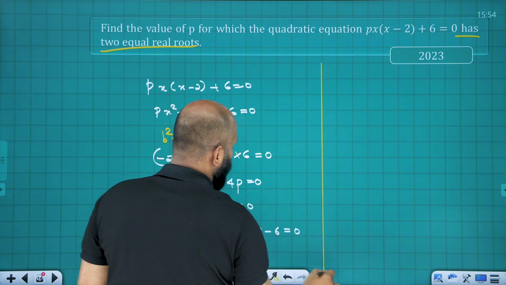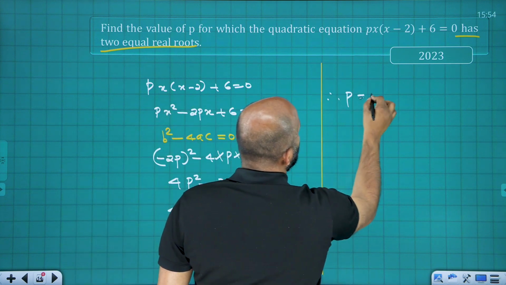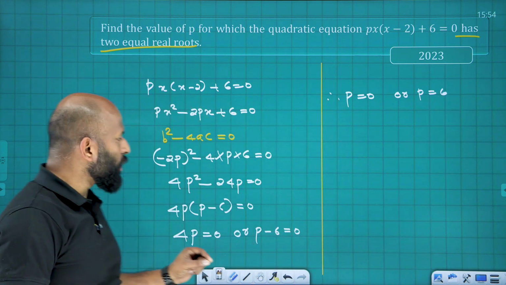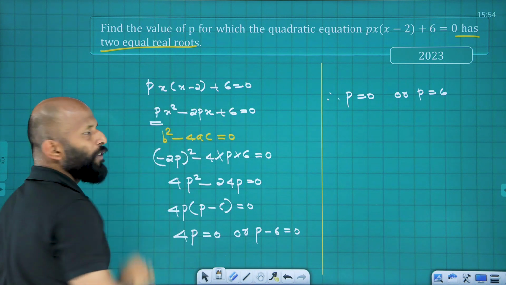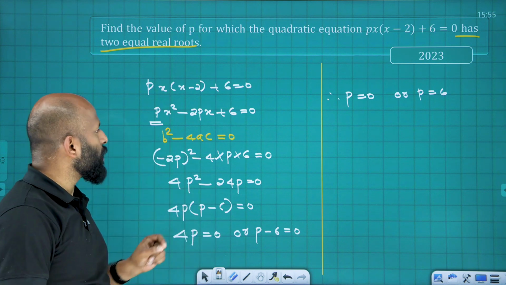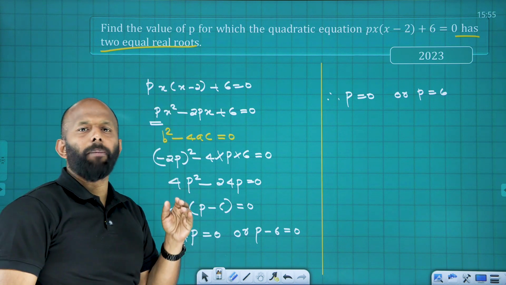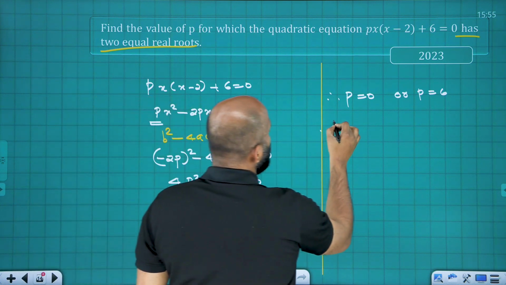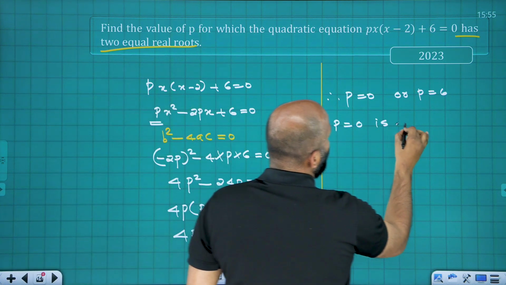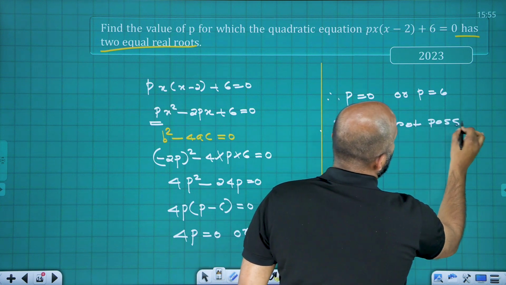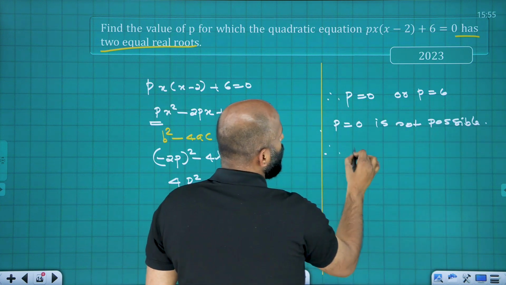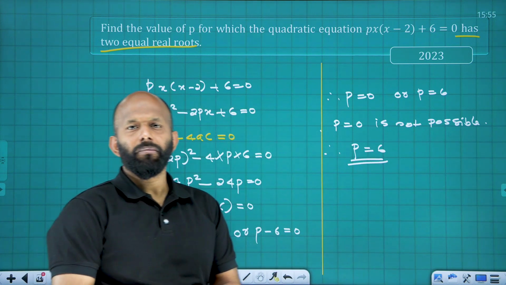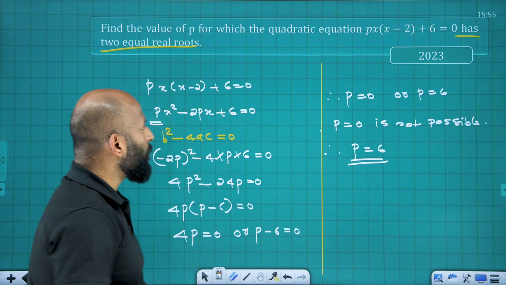Now, if 4p is equal to 0, therefore either p is equal to 0 or p is equal to positive 6. p is equal to 0 is not possible. Why? Because p is the coefficient of x square. In the quadratic equation chapter, we have studied that the coefficient of x square cannot be 0. Therefore, p is equal to 0 is not possible. Therefore, p is equal to 6 is our required value of p. Hope all of you understood this one. Now we can move to the next question.